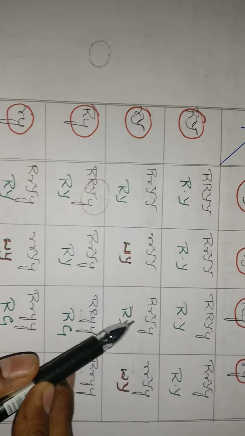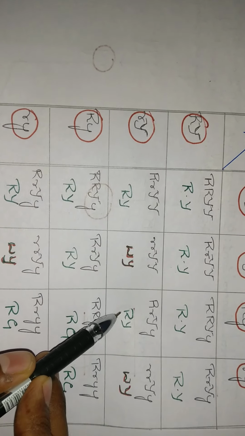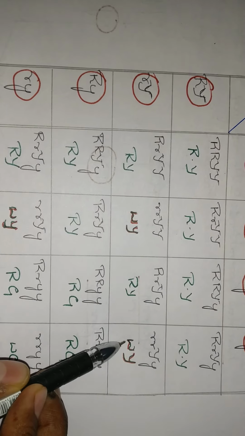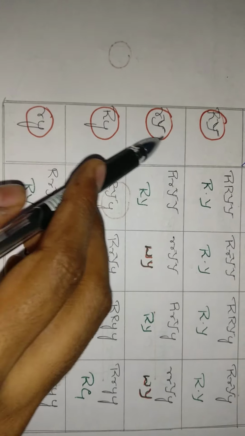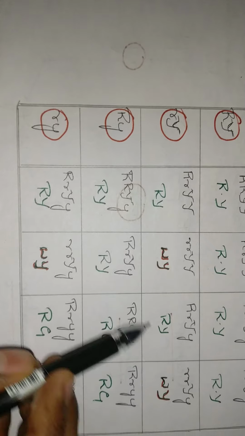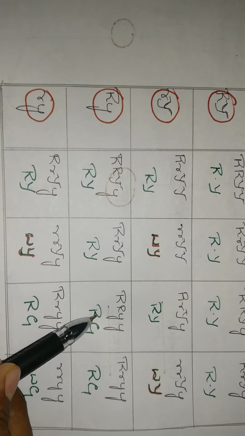Here again comes the round yellow, which is being written in the green. Then in the red, what I have written is wrinkled yellow. Then after that, whatever green color I have written, it is all of the round yellow. Red color represents wrinkled yellow.